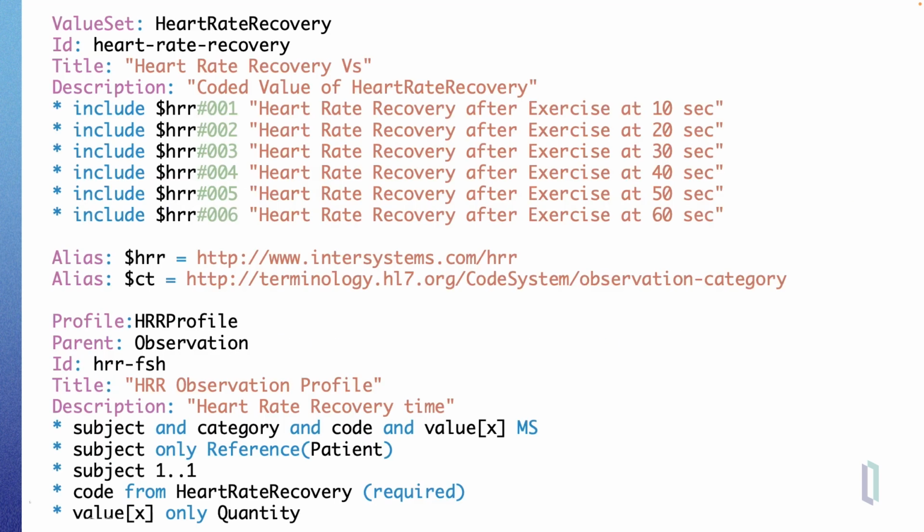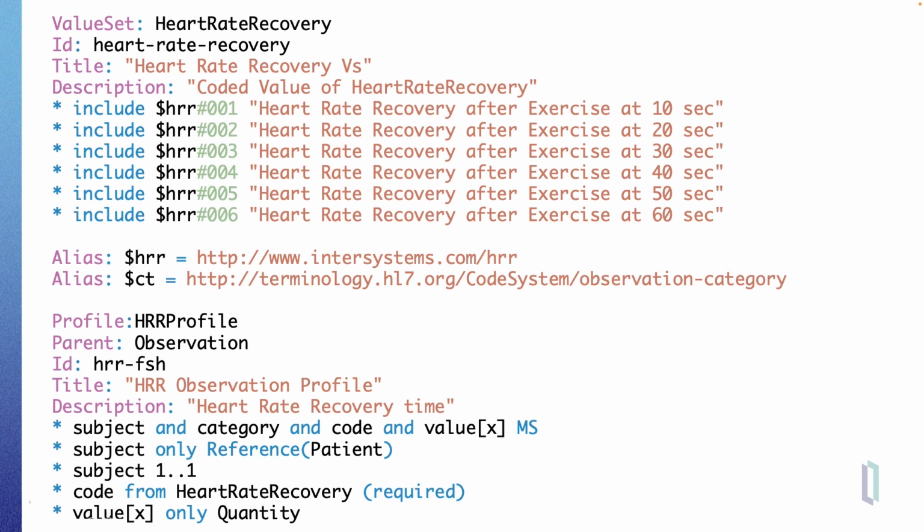So I'm going to start out in defining a value set and then use aliases so that I could describe the codes in this value set rather easily. So I'm going to start out with this value set called heart rate recovery. Notice I have to give it an ID, a title, and a description. And then I could add my own codes to this value set. And we're going to make these very simple. We're going to look at things like the heart rate recovery after exercise after 10 seconds, 20 seconds, 30 seconds, etc.